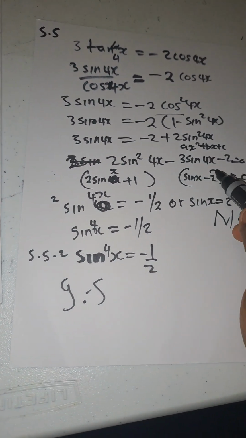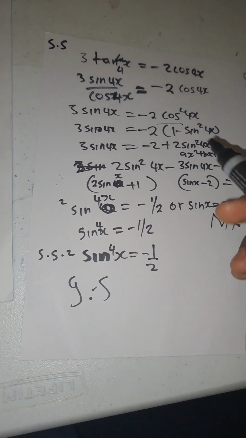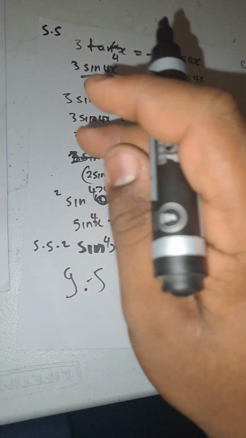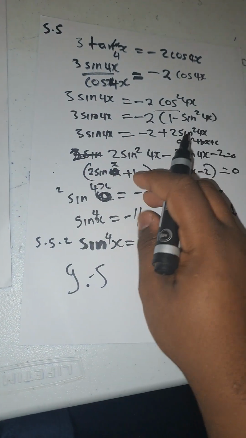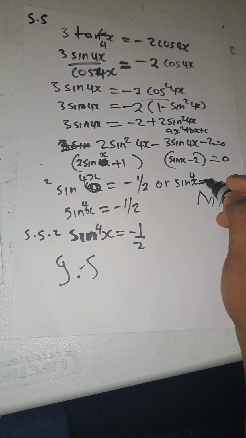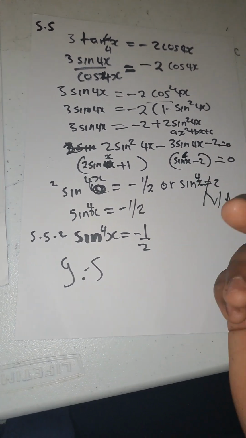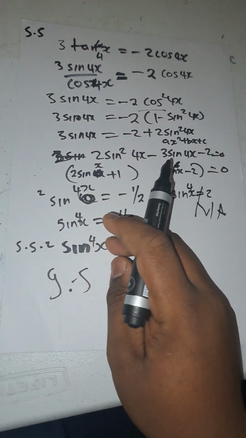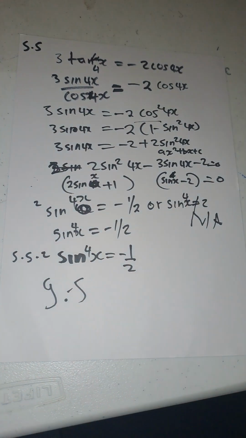And then I'm going to solve for my x. But I can see that my x cannot be equal to that one. So I can see that it has to be sine 4x is equal to minus half, and sine 4x is not equal to 2. I made a mistake by omitting the 4. So now you can find your general solution. I hope you understand and enjoy it. Thank you.